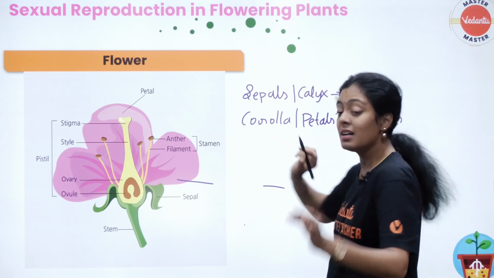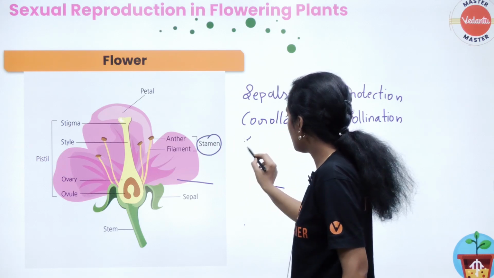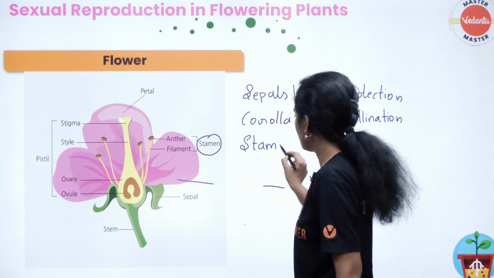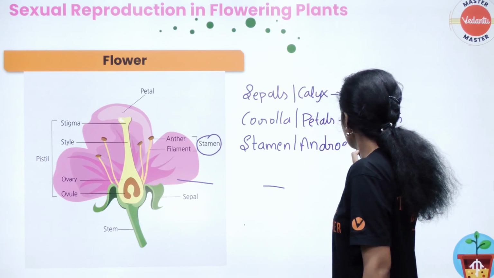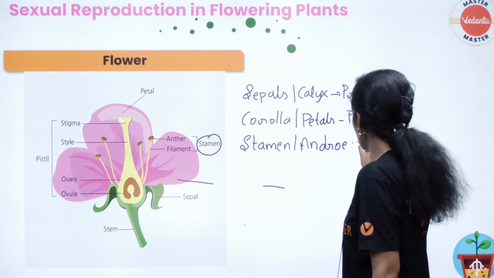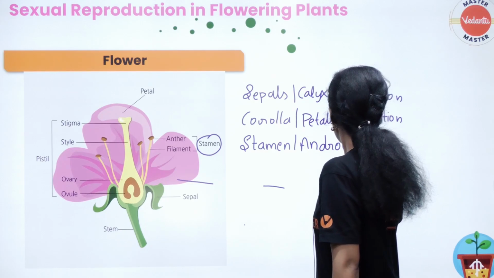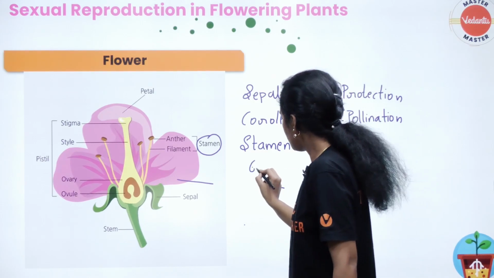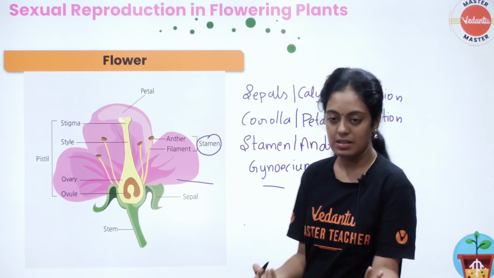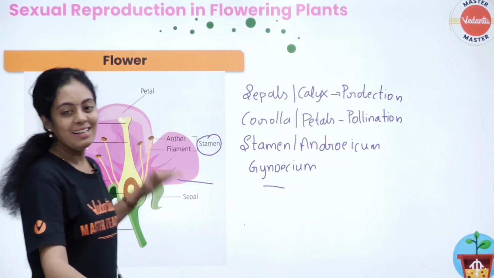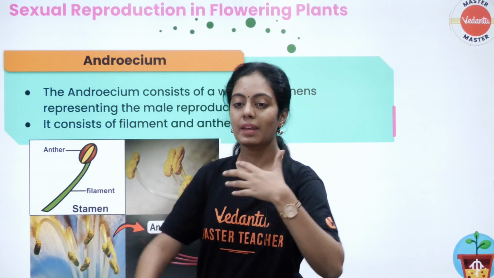Next, the third whorl is very important, that is your stamen. Stamen is your male reproductive part. We call it androecium. This is also very important from the exam point of view. Then you also have the gynoecium. The gynoecium is the female reproductive part. We call it the pistil. We will see each of them in detail. So calyx, corolla, then you have your androecium and gynoecium.